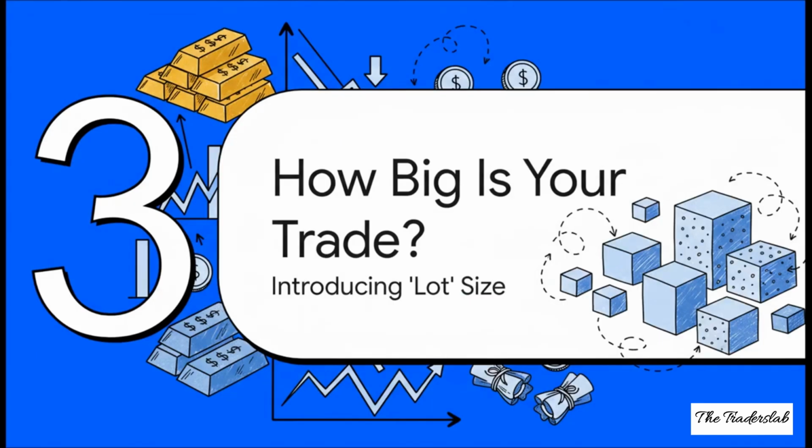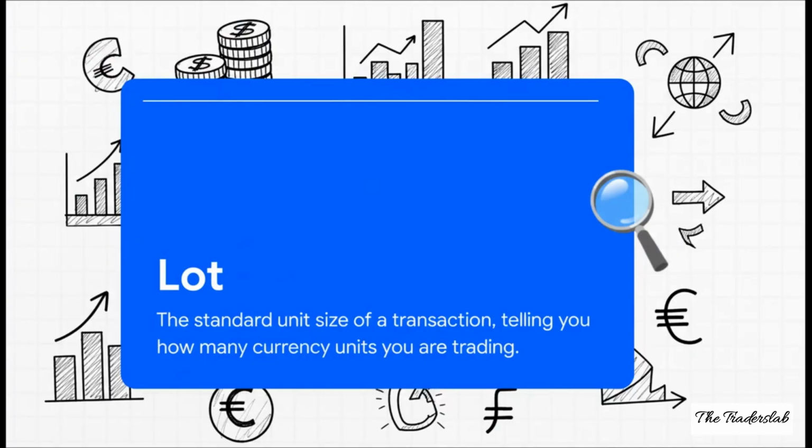Okay, so you understand the price. Awesome. The next question is, how much are you actually trading? And that is where the concept of lots comes in. A lot is simply the standard unit size of your trade. So instead of saying you're trading 100,000 euros, you just say you're trading one standard lot. It's the universal language for trade size.